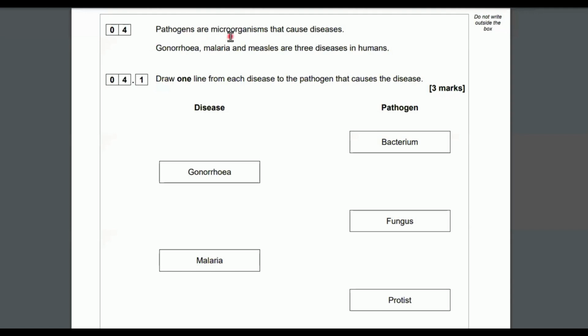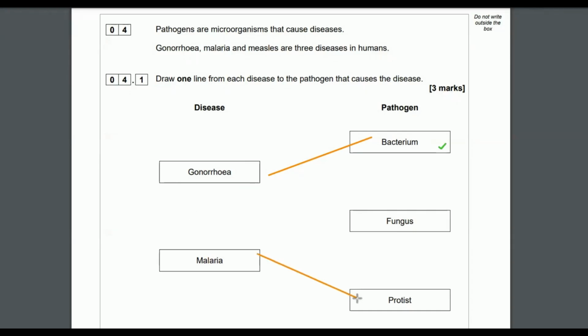Okay, so number 4, pathogens are microorganisms that cause diseases. Gonorrhea, malaria, and measles are 3 diseases in humans. 4.1, draw one line from each disease to the pathogen that causes the disease. So we've got gonorrhea. What causes gonorrhea? Well, gonorrhea is caused by a bacteria, and that will get you a mark. Gonorrhea, by the way, you get green or yellow pus from your genitals. Pain when urinating. And it's a sexually transmitted disease.